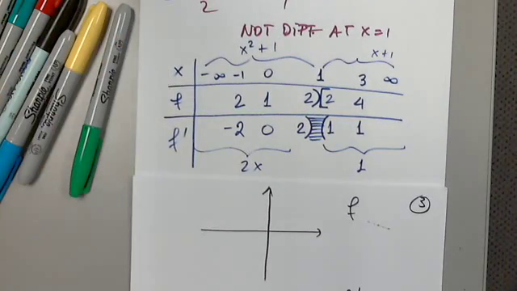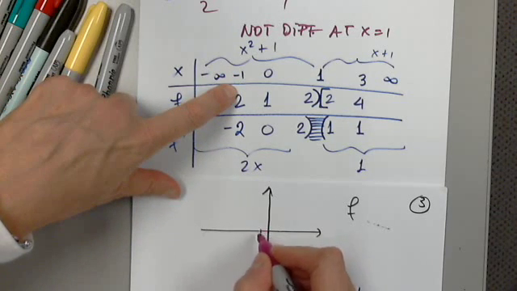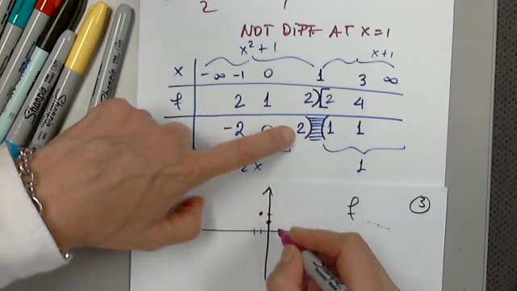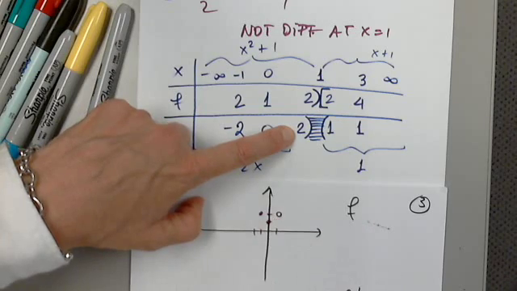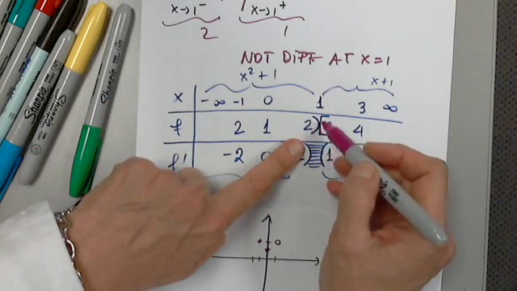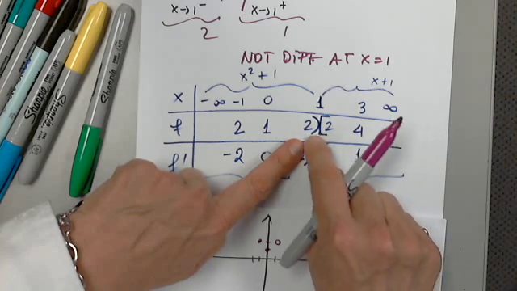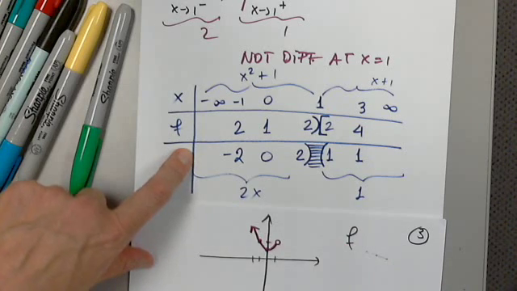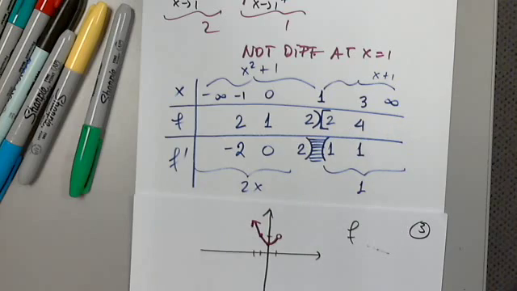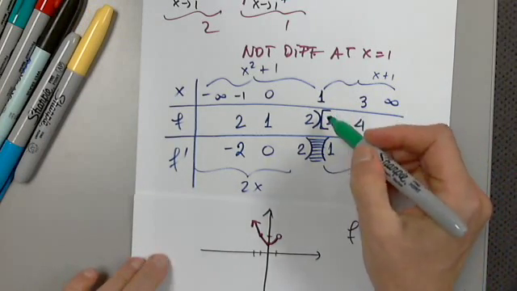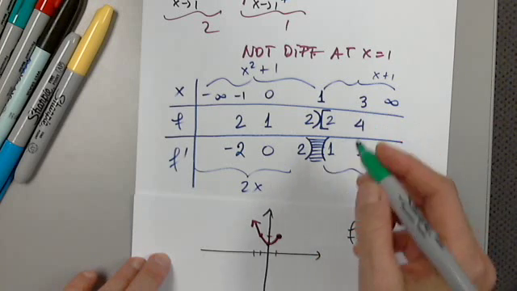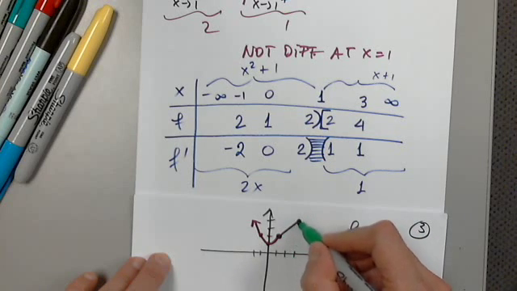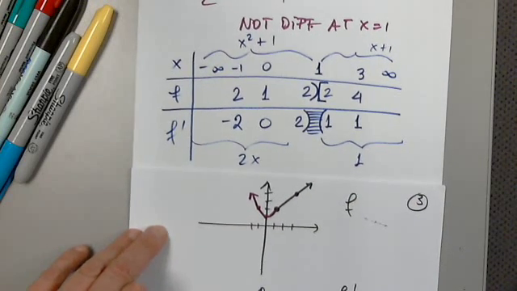Okay, so negative 1, 2, 0, 1, 1, 2, with an open point. Why open? Because of parentheses. I'll come back and fill it in because these numbers are the same. So this is quadratic. Then I graph the right-hand side of 1, but it's 1 comma 2, so I have to fill it in. And then 3 comma 4. So this is the graph of f.